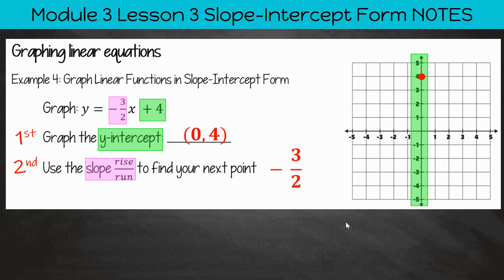So I can either go down 3 and to the right 2, or up 3 and to the left 2. And in this example, I'm going to go down 3, -3, and to the right 2, a positive 2, because remember, a negative divided by a positive is a negative number, and we have a negative slope. So then we connect our points and we graph our linear function.